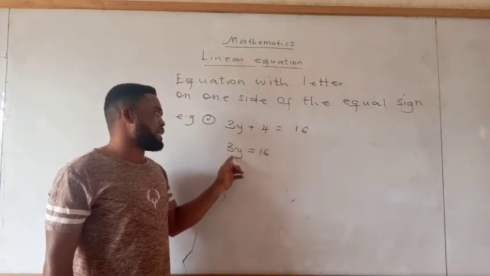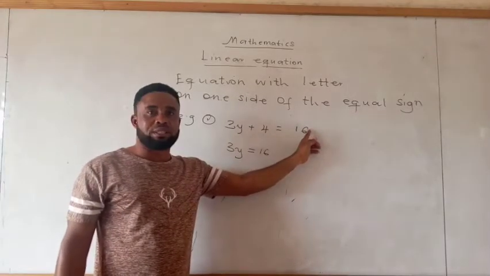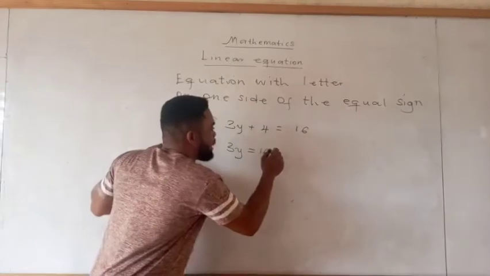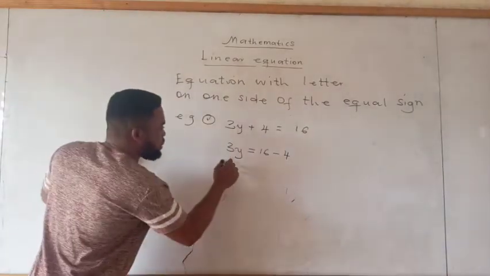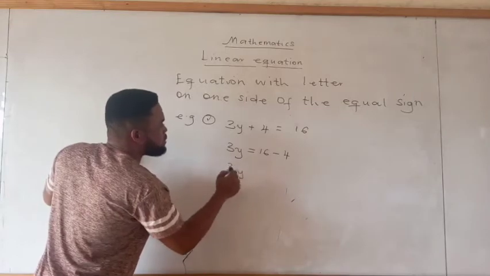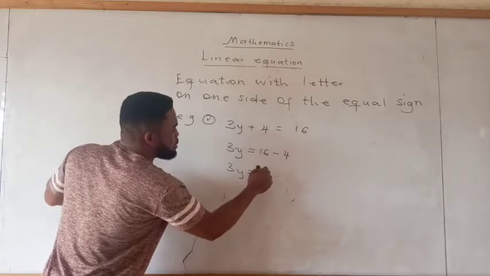Leaving only the 3x here. Then you bring your equal sign. Then you subtract 4 again from the 16. So minus what? 4. Good. Now we continue. We are going to get 3y, then followed by our equal sign. 16 minus 4 is what?